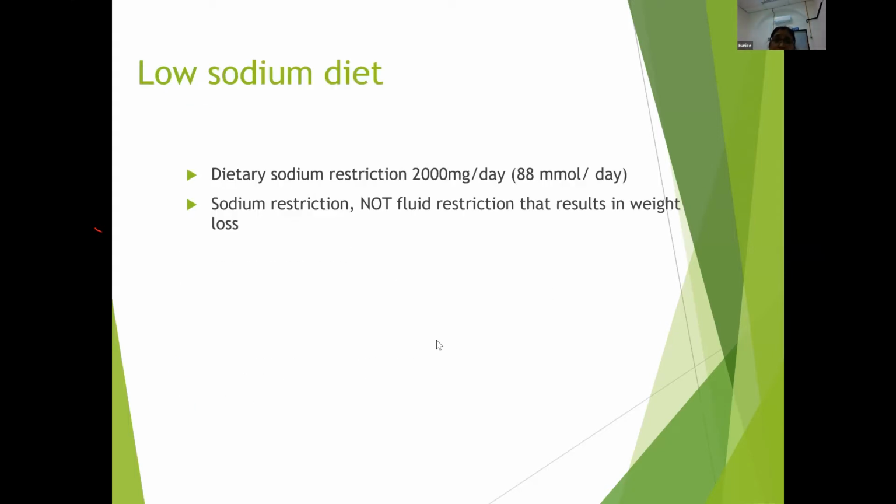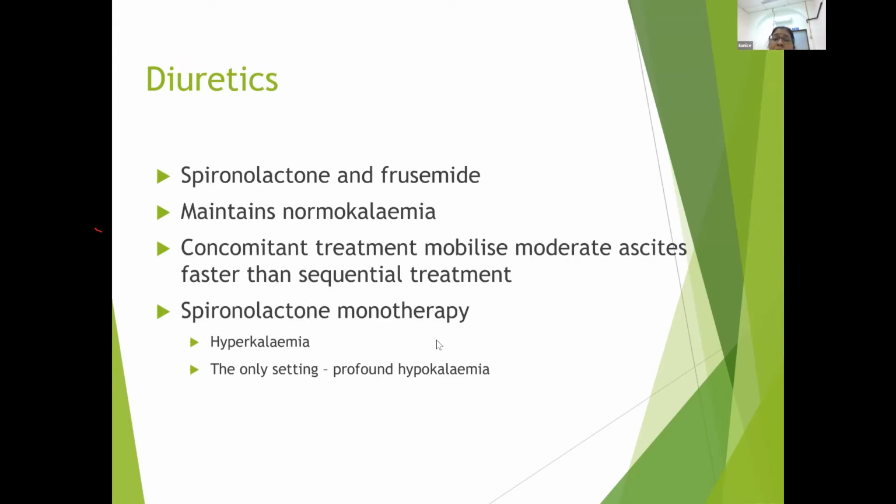So first we go to the low sodium diet. The dietary sodium restriction should be less than 2000 milligrams per day, which is less than 88 millimoles per day. We should restrict the sodium, not the fluid, as fluid restriction does not result in weight loss. For the diuretics, we start spironolactone as well as furosemide together to maintain normokalemia. Concomitant treatment with these two diuretics actually mobilizes moderate ascites faster than sequential treatment.